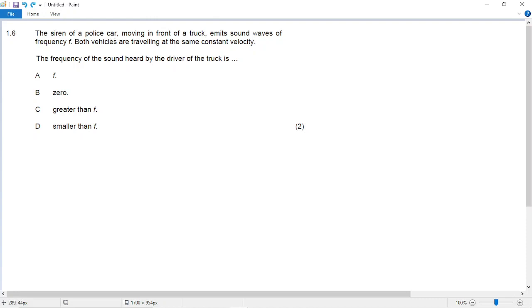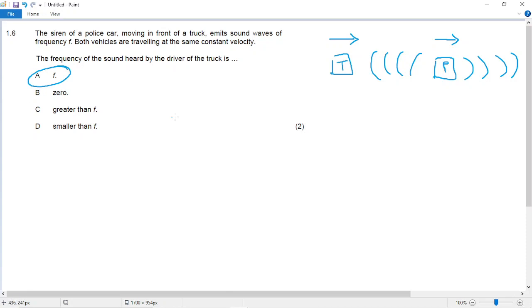Now, this one's quite interesting. This is the Doppler effect question. It says the siren of a police car, so here is my police car, moving in front of a truck, here is my truck, emits sound waves of frequency f. So here is my source emitting sound waves. Both vehicles are traveling at the same constant velocity. The frequency of the sound heard by the driver of the truck is, and the answer here is A. Why is the answer A?